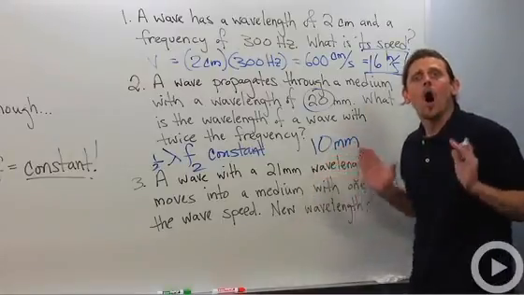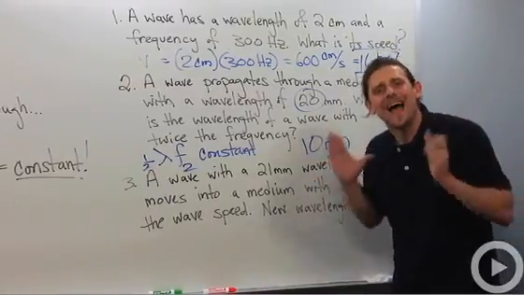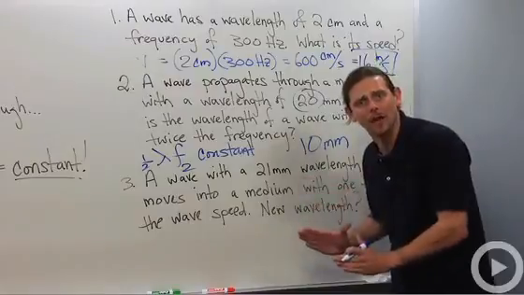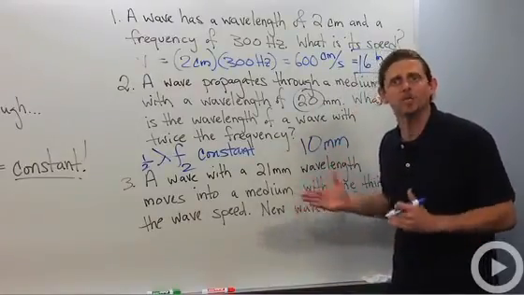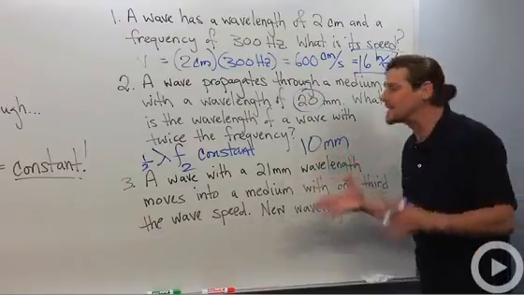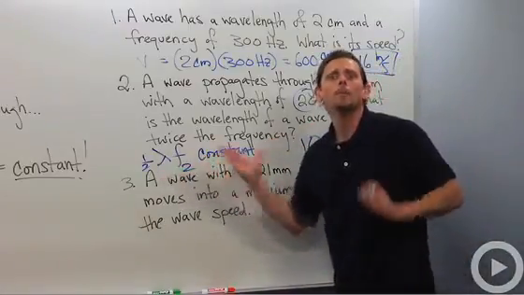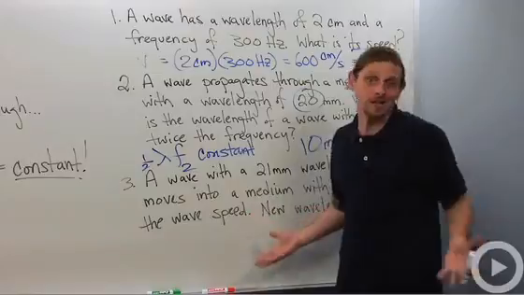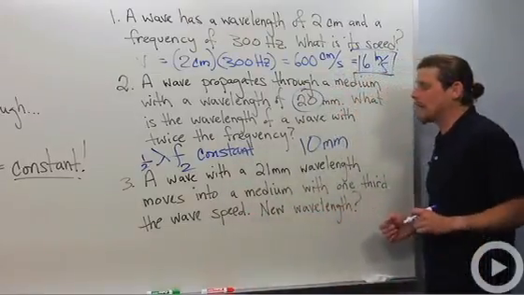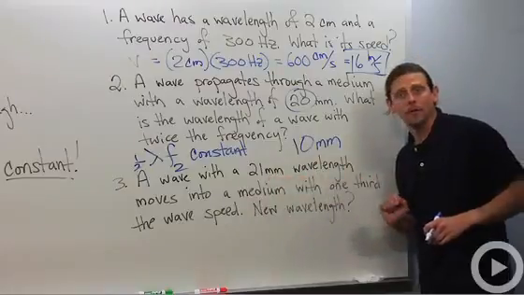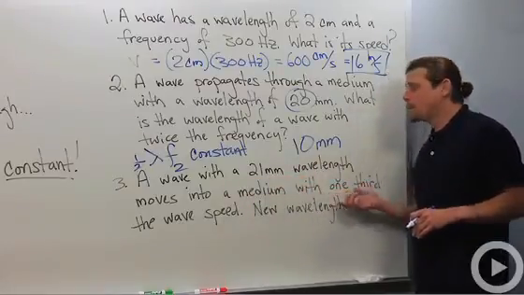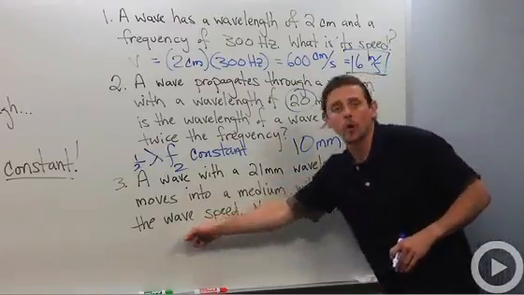So there it goes. The idea is I didn't have to have numbers for everything. Often problems are given in that way, in units like this, and so you just have to know how to set it up. It's not difficult, but it just takes some practice. All right, so let's look at the last one. A wave with a 21 millimeter wavelength moves into a medium with 1/3 the wave speed.